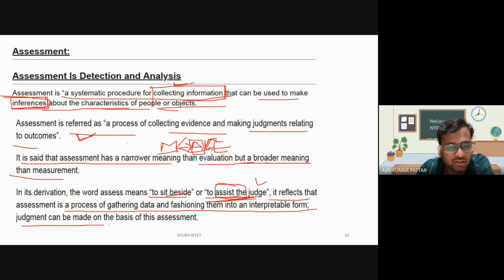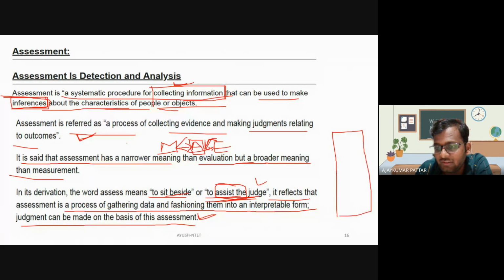Judgment can be made on the basis of the assessment. Without assessment, the judgment is not possible. So what we will do is gather the data in a form that can be informative, and based on this gathering or collection, you can easily infer from the data. You can give the judgment about this data. That process, gathering the data and fashioning it into interpretable form, we call assessment.